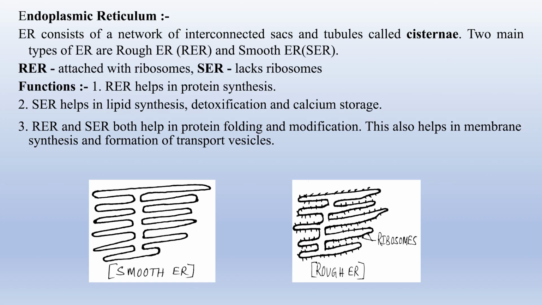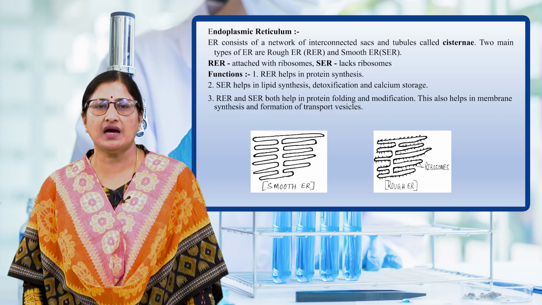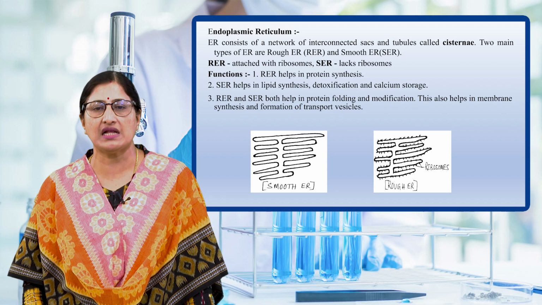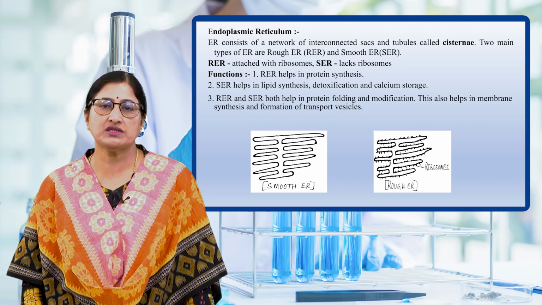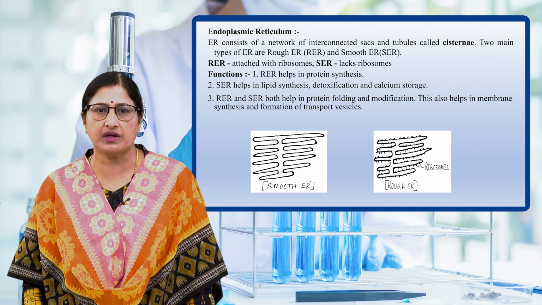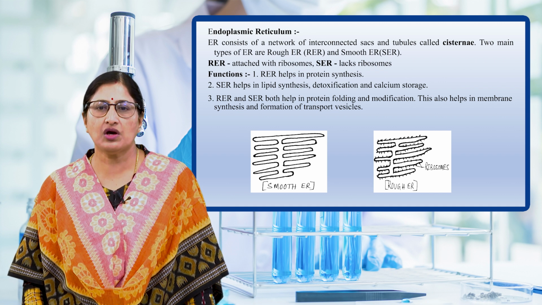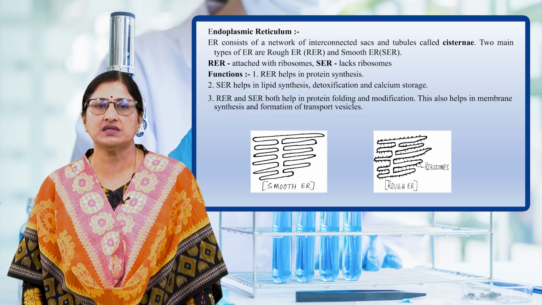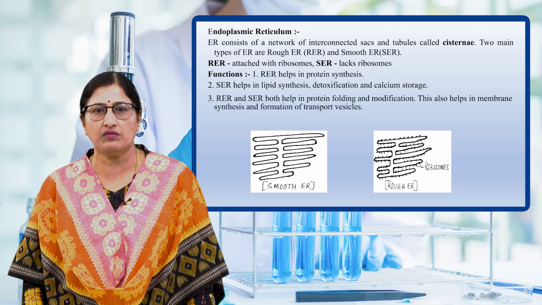And you can see the same thing in the second diagram. That is the diagram of a rough endoplasmic reticulum where dots are found in the wall of the endoplasmic reticulum. Those dots represent the ribosomes. Whereas smooth endoplasmic reticulum or SER helps in lipid synthesis and detoxification as well as calcium storage. And rough endoplasmic reticulum as well as smooth endoplasmic reticulum both help in protein folding and modification. This also helps in membrane synthesis as well as formation of transport vesicles.